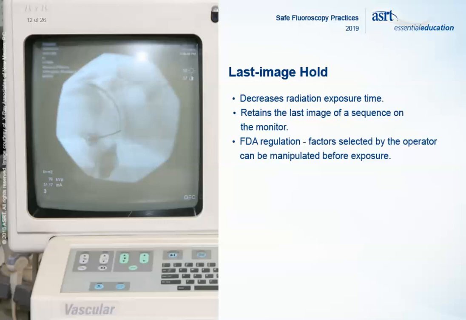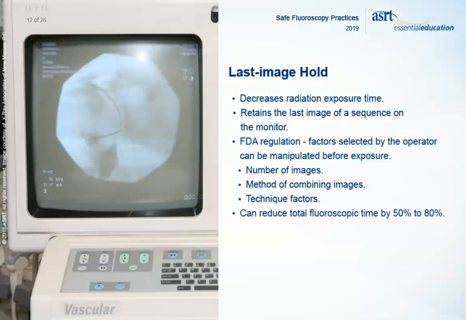The FDA has established several regulations concerning the LIH image. The system must allow any factors that can be selected by the operator to be manipulated before the fluoroscopic exposure occurs. Examples of these features include the number of images, method of combining images, and radiographic technique factors. Pre-planning images and proper use of the last image hold function can reduce total fluoroscopic time by 50 to 80%.